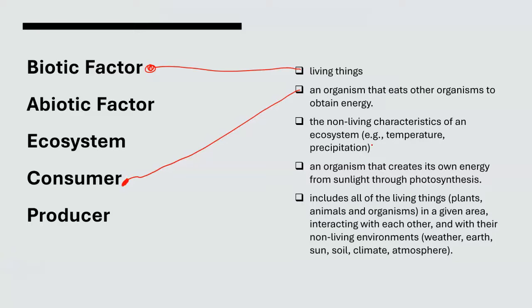The non-living characteristics of an ecosystem, so like temperature or precipitation, that would be our abiotic factors, right? An organism that creates its own energy from sunlight through photosynthesis. Our producers. And lastly, includes all living things, so plants, animals, organisms in a given area interacting with each other and with their non-living environments, earth, weather, sun, soil, climate, atmosphere, are ecosystems, exactly what we're studying.